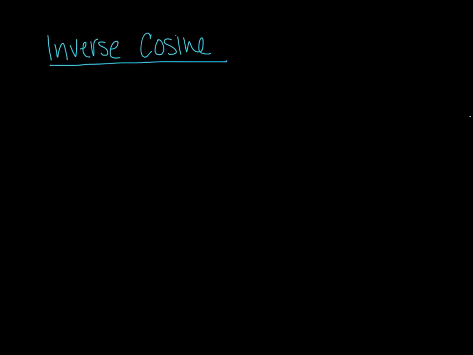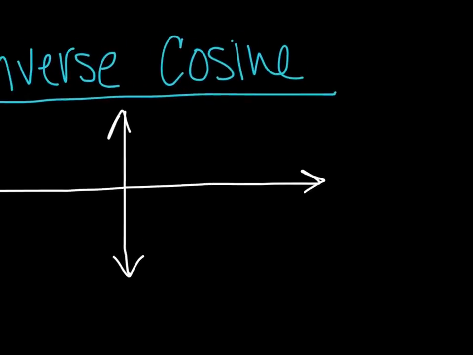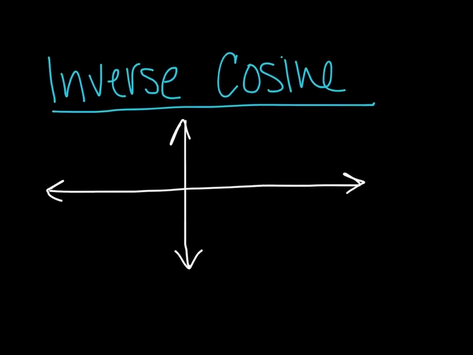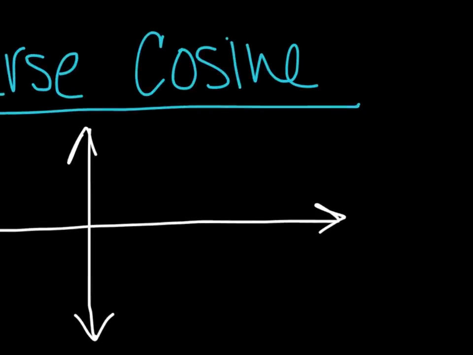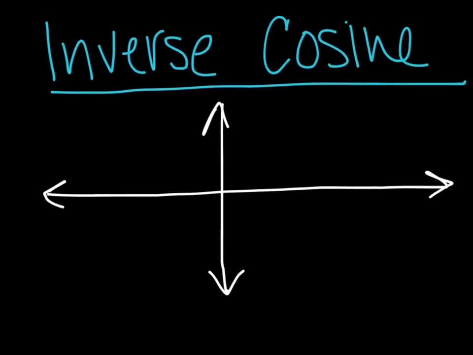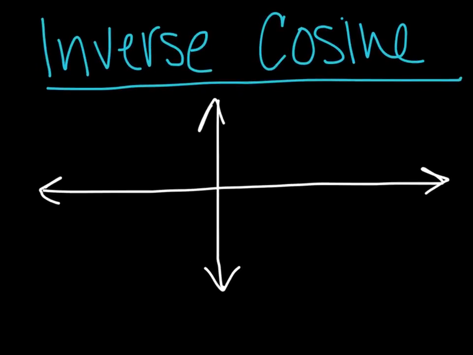So inverse cosine, like sine, we run into some trouble when we try to find the inverse, because the cosine function is not a one-to-one function. So let's try to get a decent graph of the cosine function first. So what does the cosine function look like?